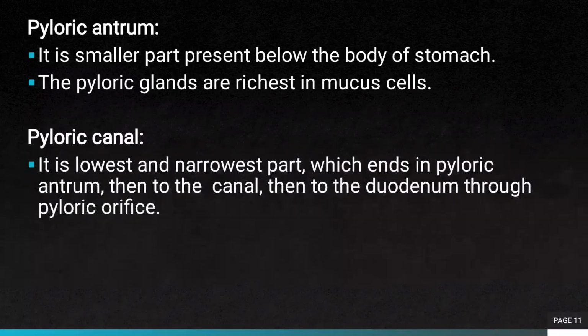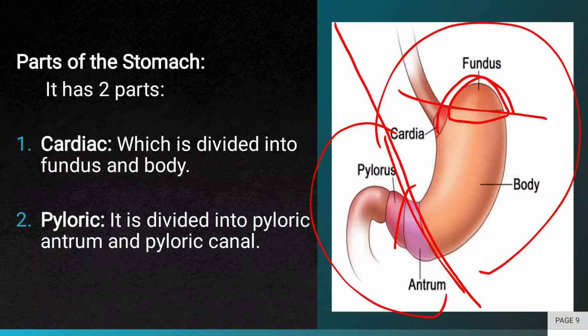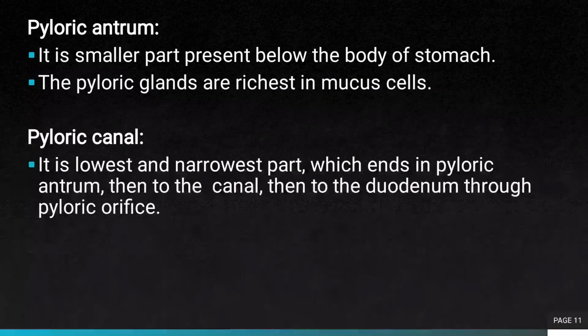Pyloric antrum is a smaller part present below the body of the stomach. The pyloric glands are richest in mucus cells. So this is the pyloric antrum. It is a rich area for mucus cells, and the last part is the pyloric canal, which opens the stomach into the duodenum through the pyloric orifice.